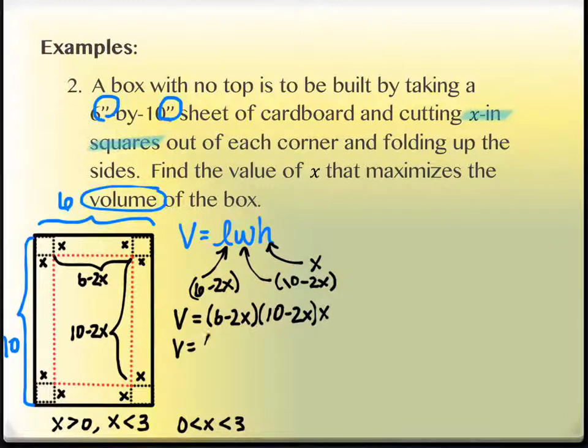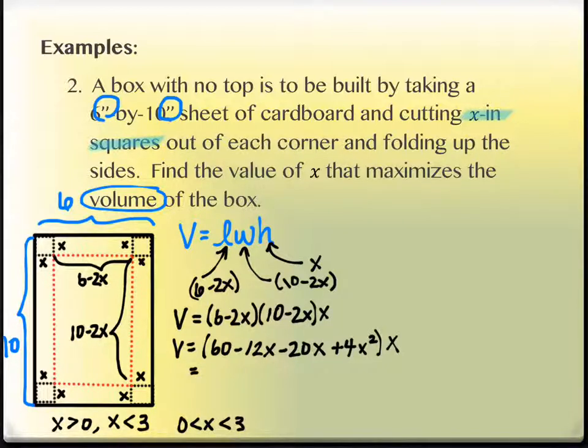So I've got 6 times 10, that's 60. I've got 6 times negative 2x, that's negative 12x. I have the inside terms, negative 2x times 10, that's negative 20x. And then the last term, negative 2x times negative 2x, is positive 4x squared. And then all of that's times x.